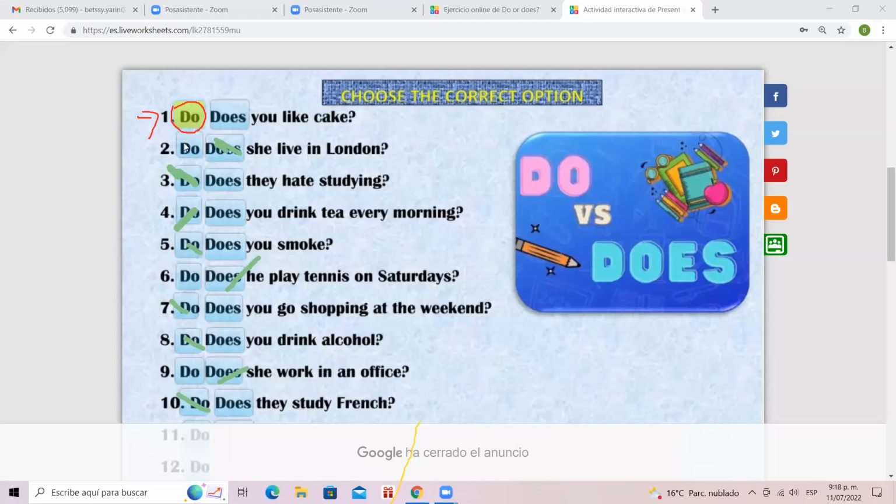Okay, very good. So in this case, we have exactly the correct answers, no? Does she live in London? Do they hate studying? Do you drink tea every morning? Do you smoke? Does he play tennis on Saturdays? Do you go shopping at the weekend? Do you drink alcohol? Does she work in an office? And do they study French? Okay, very good. And you have this.